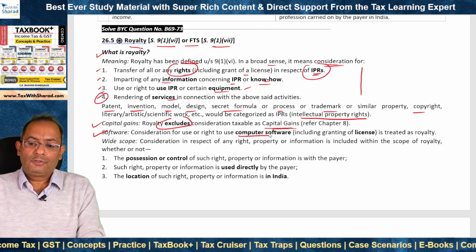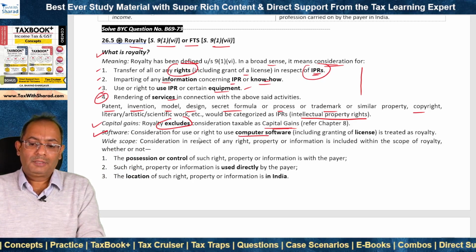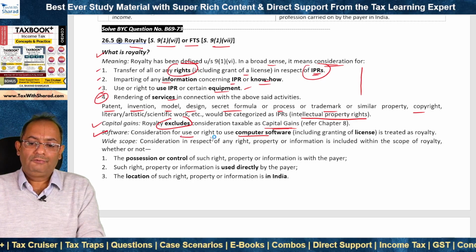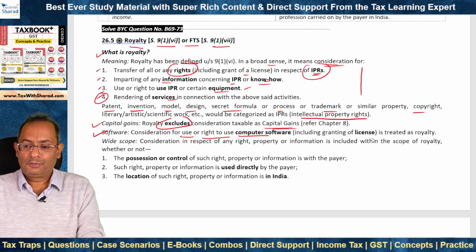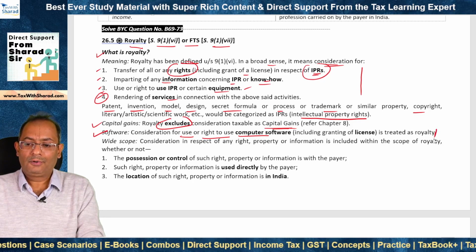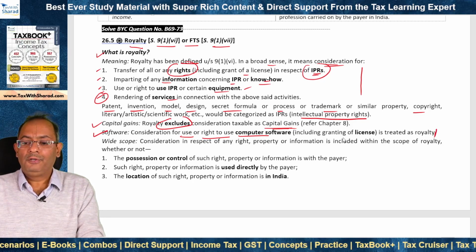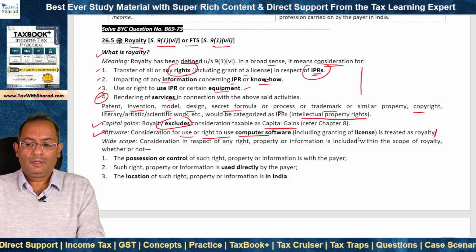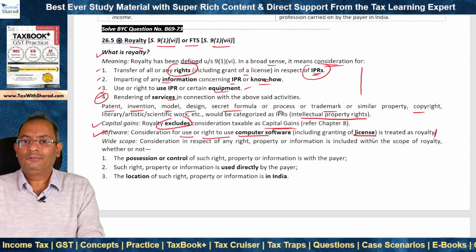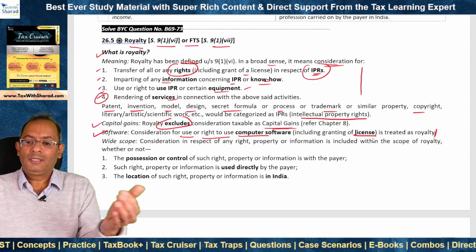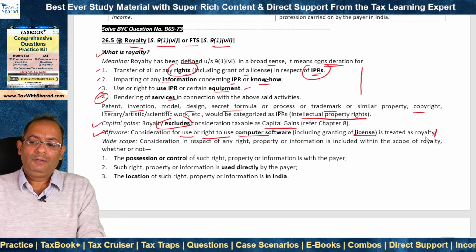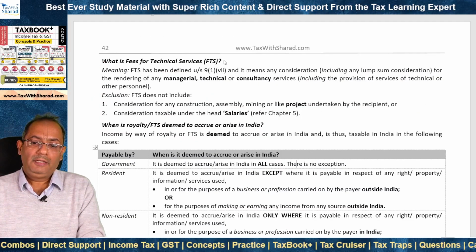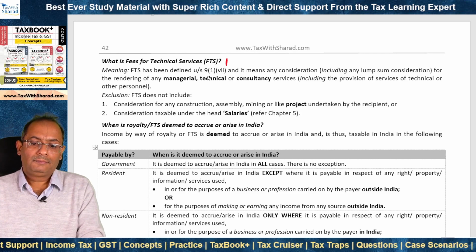If there is a computer software and the person receives a consideration for the use or right to use such computer software, that is also treated as royalty. So if there is a computer software and the computer software is allowed to be used, or a license is given to use that computer software on account of which a consideration is paid, so that will also be treated as royalty. Now, what is FTS, or fees for technical services?